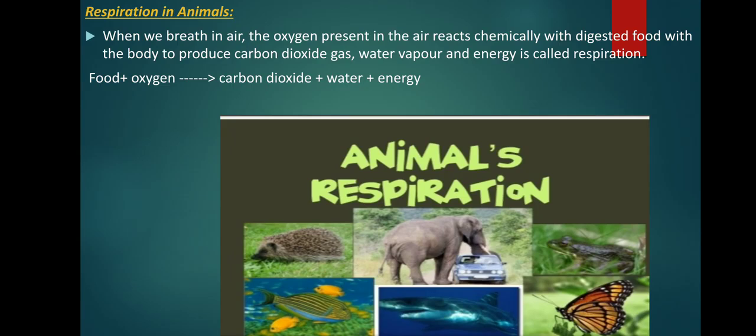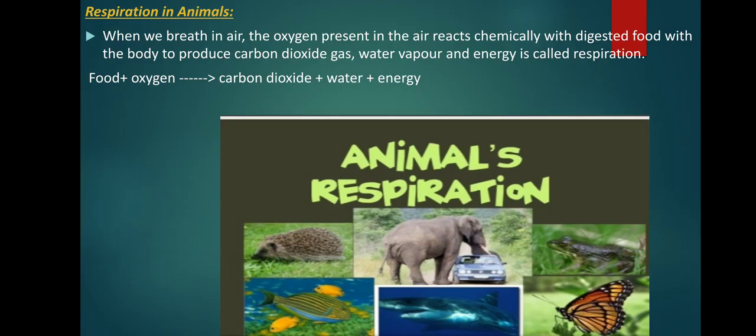Now move on. Respiration in animals. When an animal breathes, it takes in oxygen gas and releases carbon dioxide gas into the atmosphere. This carbon dioxide is a waste product produced by the animal cells during cellular respiration. Cellular respiration occurs in the individual cells. Cells use oxygen to burn food for energy.